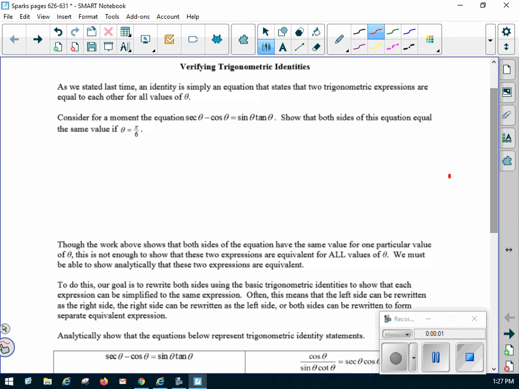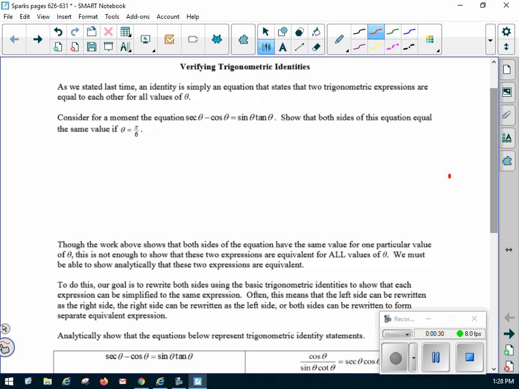You'll notice the title of today's lesson is Verifying Trig Identities. Now, we worked with trig identities the last time we met. Remember, a trig identity just means it's an equation where any angle you put in for the variable will make the equation true. Now, verifying trig identities, in my mind, is easier than what we did the last time because you know where to stop.